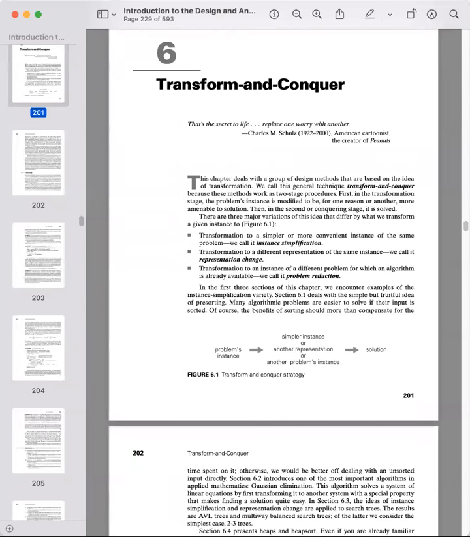So this week we're going to talk about Chapter 6, Transform and Conquer. But first, just a quick update on the schedule. This is the last week of material for the midterm. We've covered chapters 1 through 6.